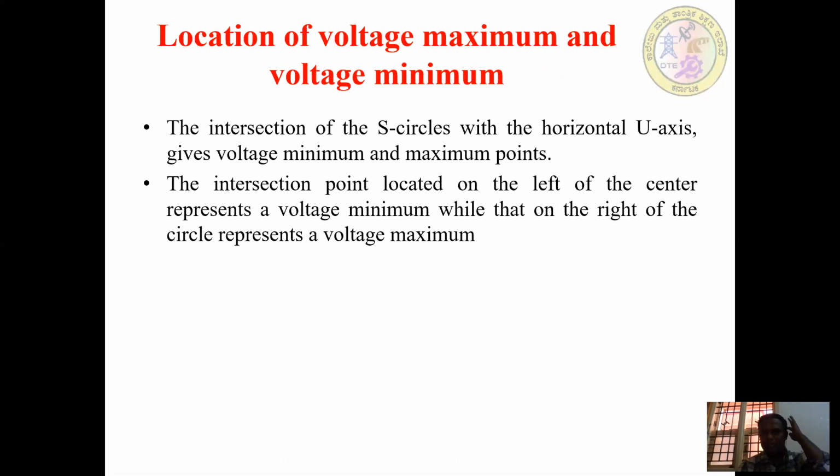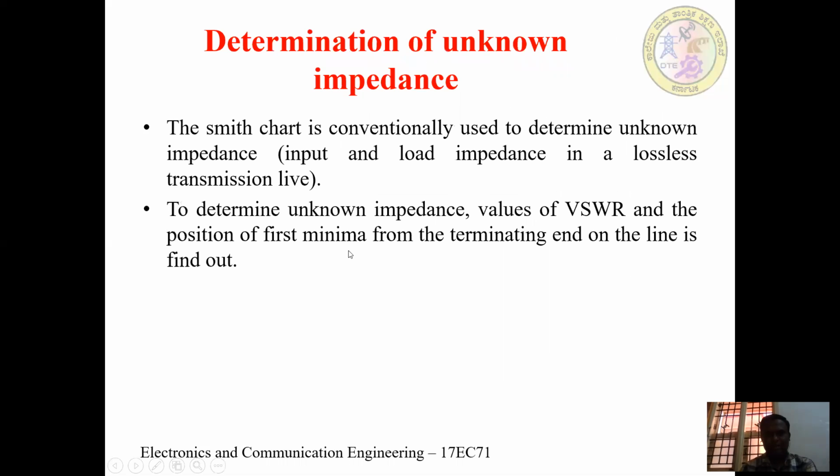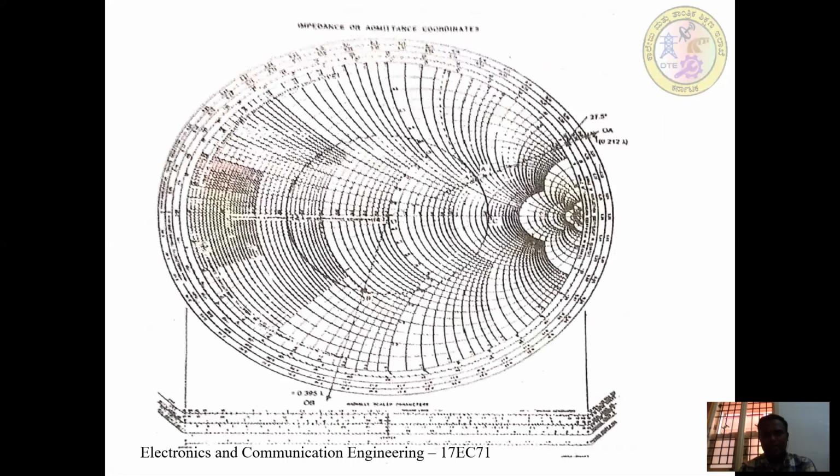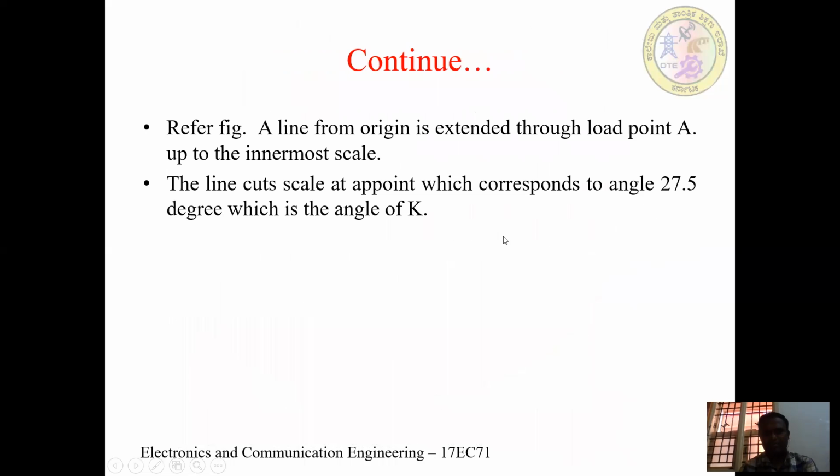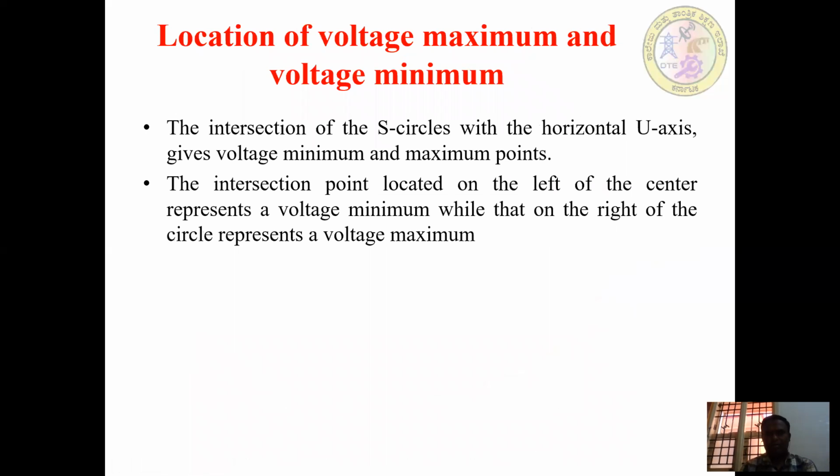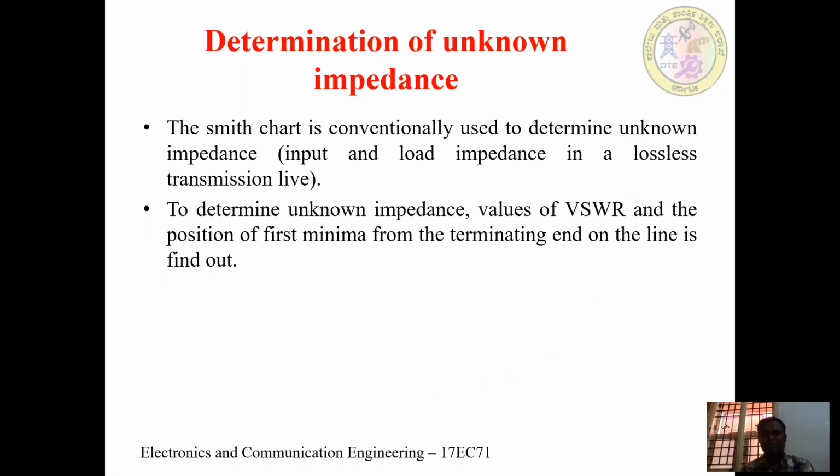So you can find the voltage minimum and voltage maximum. The intersection of the circle with the horizontal axis gives the voltage minimum and voltage maximum points. This is the center point. The intersection point located to the left of the center is the voltage minimum, and to the right it is the voltage maximum. Where it cuts, that value gives the minimum or maximum.